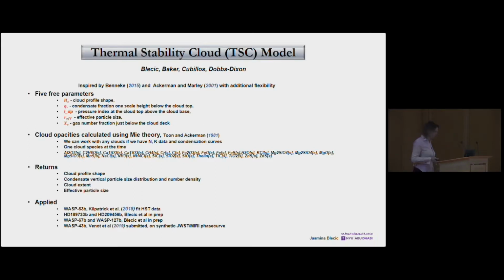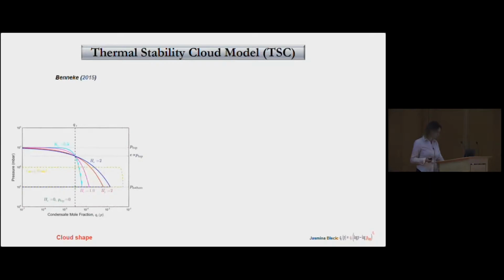effective particle size. I applied this model on WASP-63b in the Kilpatrick et al. 2018 paper to fit HST data. I also applied it to HD 189, HD 209, and some other prospective JWST targets. And recently we applied this model in the submitted Venot et al. paper on the synthetic JWST MIRI phase curve observations.